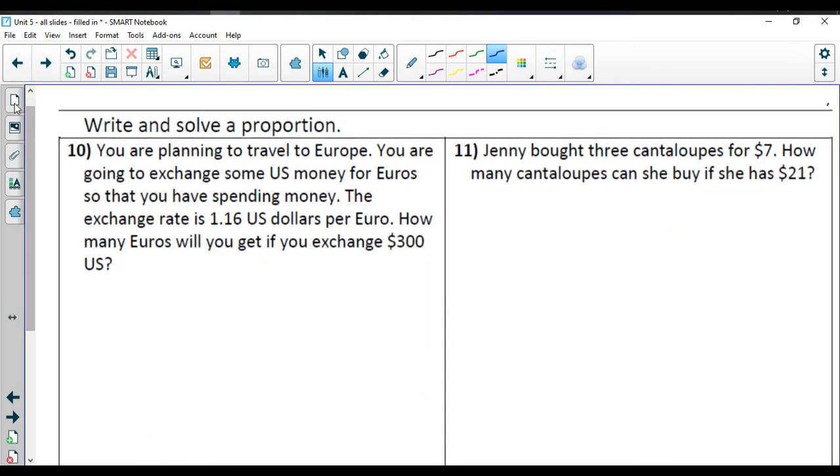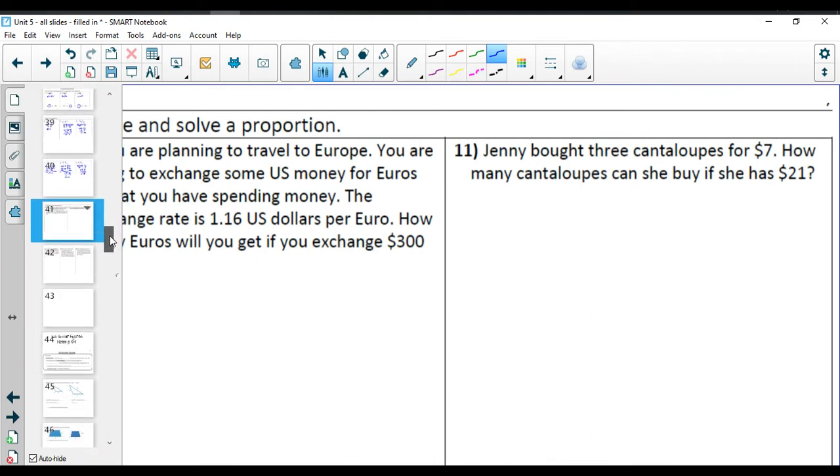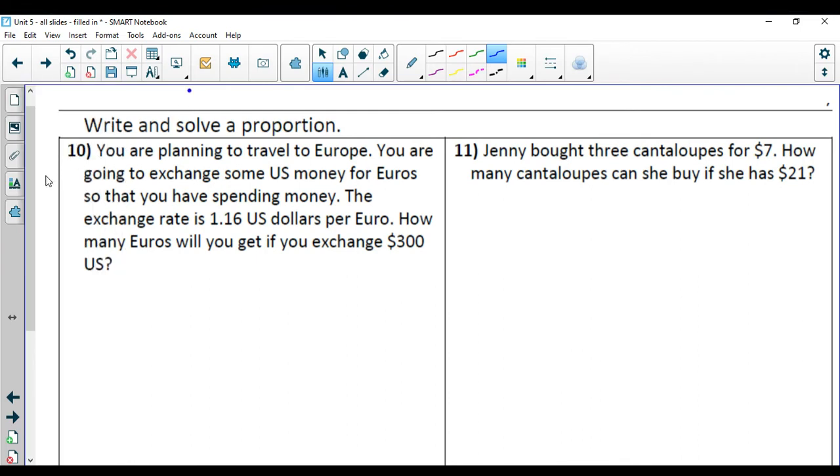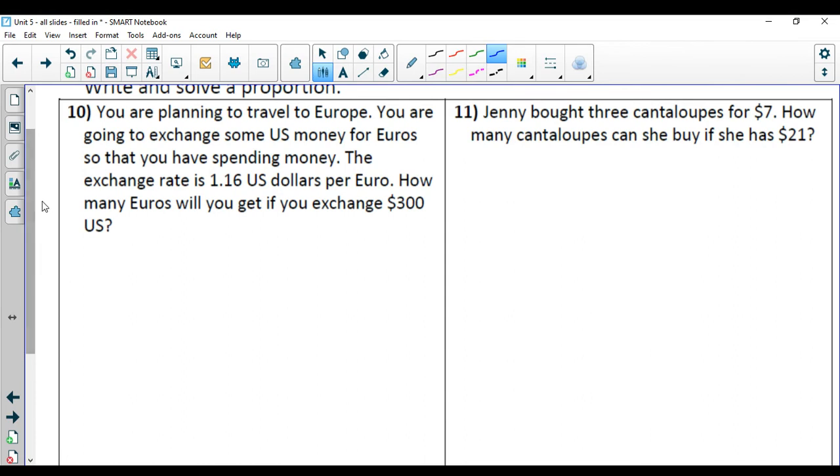A couple more examples that we have here for you. These are the word problem application ones. So you're planning to travel to Europe. You are going to exchange some US money for euros so that you have spending money. The exchange rate is $1.16 US dollars per euro. So this means per 1 euro. How many euros will you get if you exchange $300 US?